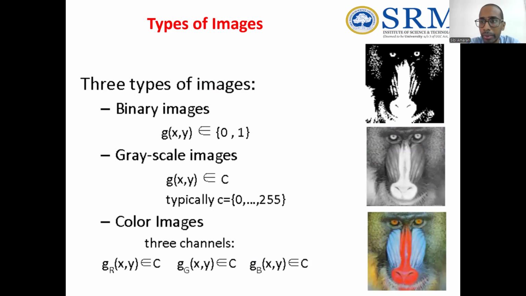If it is a binary image, I already said that we'll be using 1 bit. So g of x comma y. g is a function that I'm going to use. x comma y are the coordinates. The function will depend upon the coordinate. And then next is a grayscale image. I already said g of x comma y, where c represents the bits I am going to use.